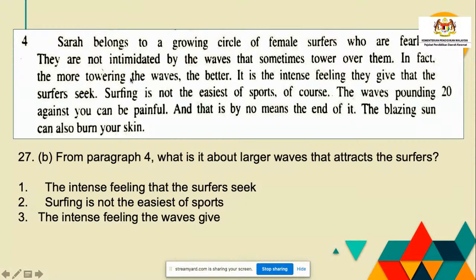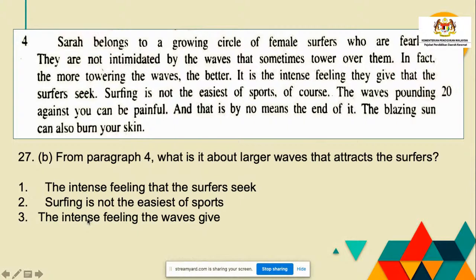So the answer comes after this. It is the intense feeling they give. So they sini merujuk pada ombak, bukannya pada surfers. So the answer will be the intense feeling that the surfers seek. So nombor satu betul. Okay, what about number two? Surfing is not the easiest of sports. Adakah number two ni menjawab soalan larger waves ni? Tak ada kan? So that's why number two is wrong. And number three, the intense feeling the waves give. Adakah idea dia sama dengan number satu? The intense feeling, perasaan yang diberi oleh ombak tu, adakah ini menjawab soalan? Yes. So the correct answer here is number one and number three.